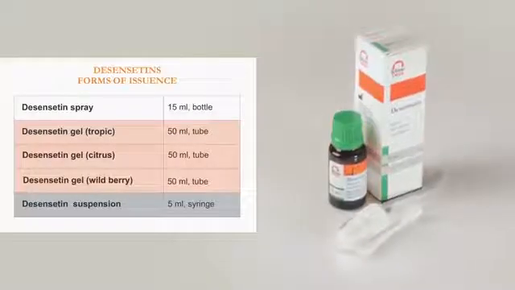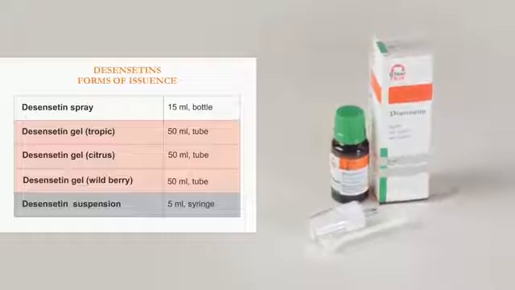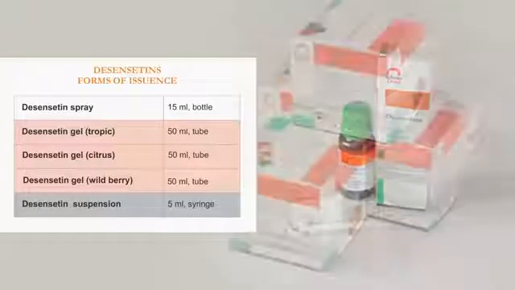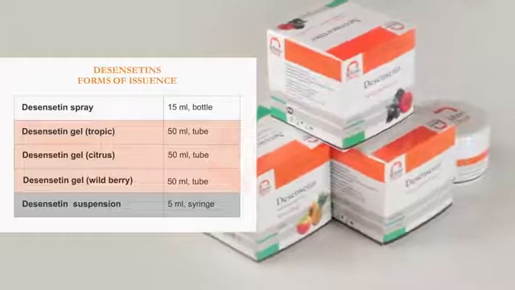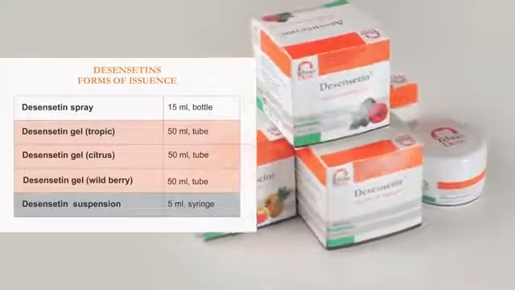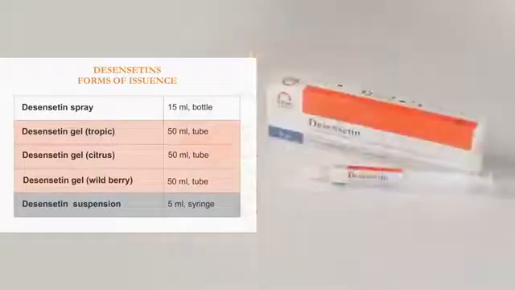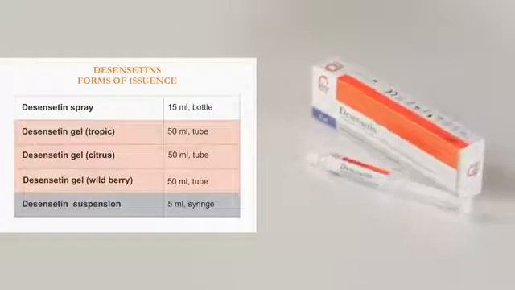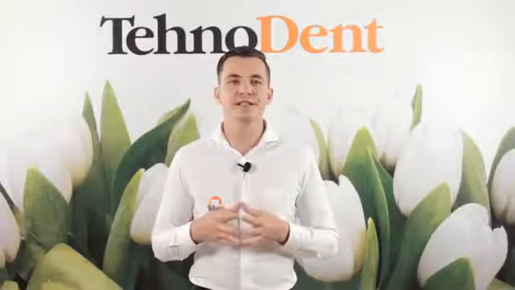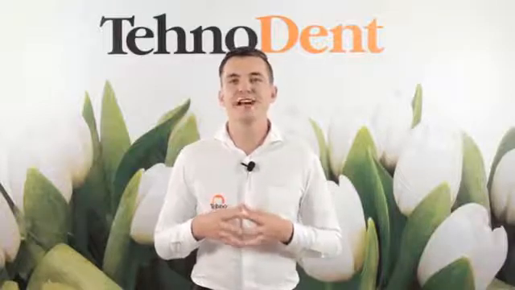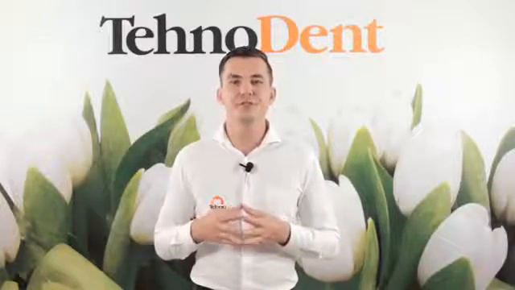For sale you can find the following materials: Desensetin spray bottle 15 ml, Desensetin gel tube 50 ml, flavors tropic, citrus and wild berry, and Desensetin suspension in a syringe 5 ml. Desensetin gel and spray are used for local application anesthesia of oral mucosa before injection, for slight injuries, gingivectomy and removal of calculus deposits, teeth eruption and for reducing the emetic reflex of sensitive patients.